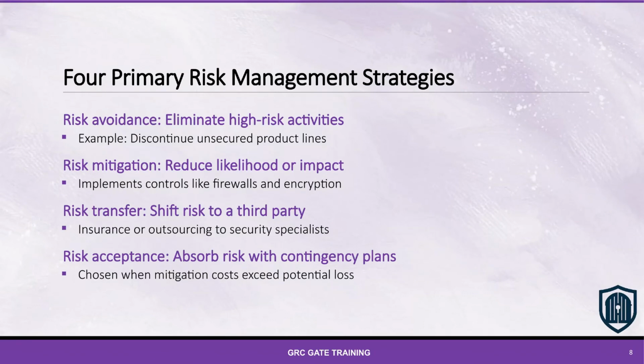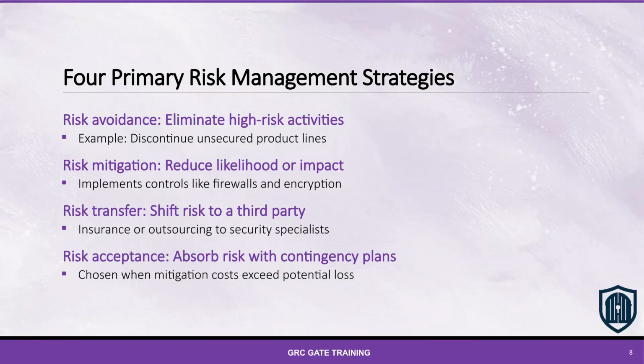Managing risk involves selecting appropriate strategies based on the organization's risk appetite and the nature of the threats faced. Four primary strategies are commonly used: risk avoidance, risk mitigation, risk transfer, or risk acceptance. Risk avoidance entails eliminating activities that introduce unacceptable risk, such as discontinuing a product line that cannot be secured.